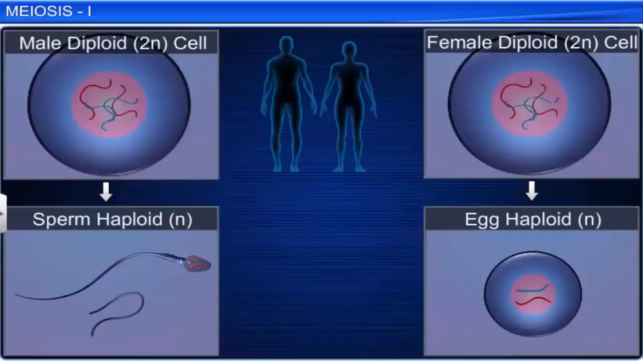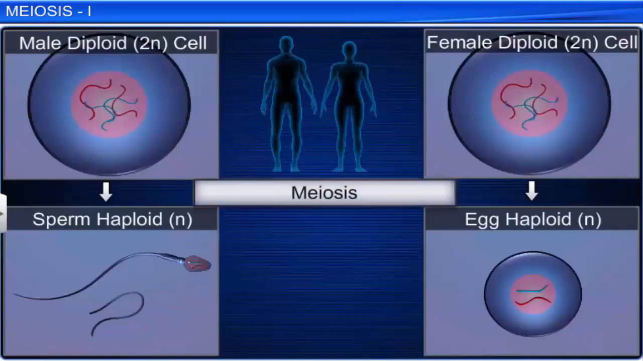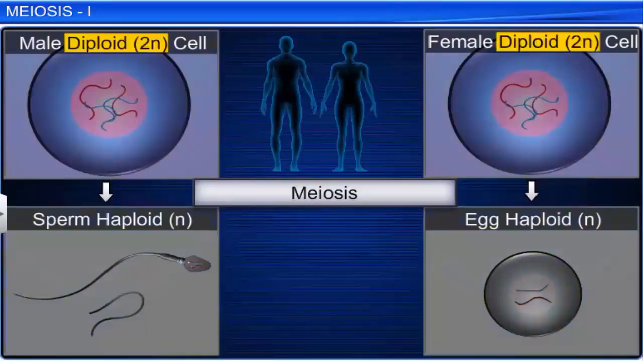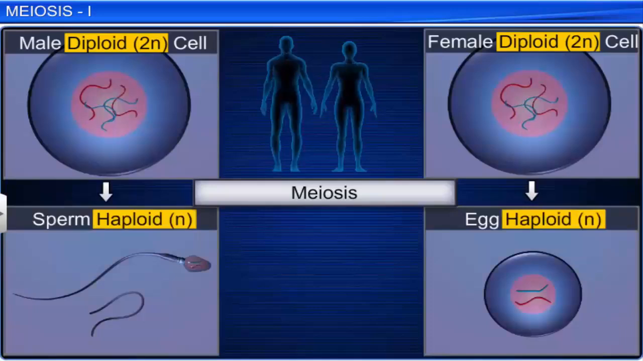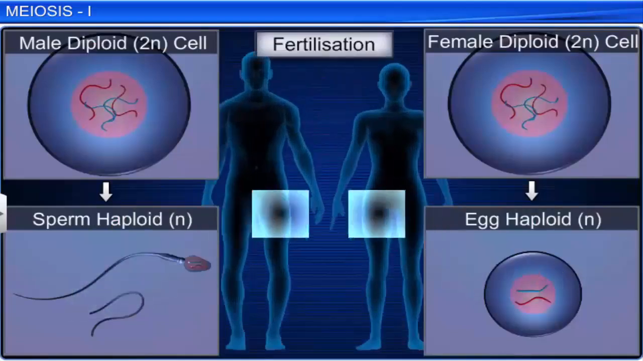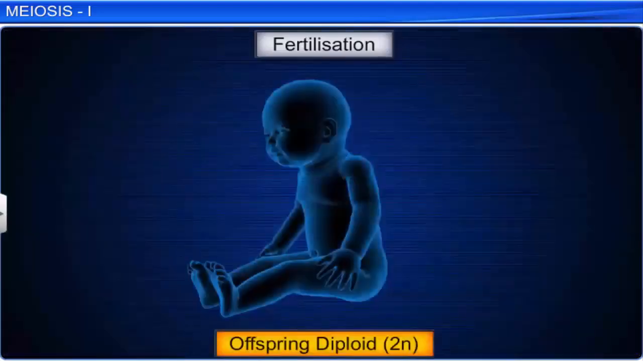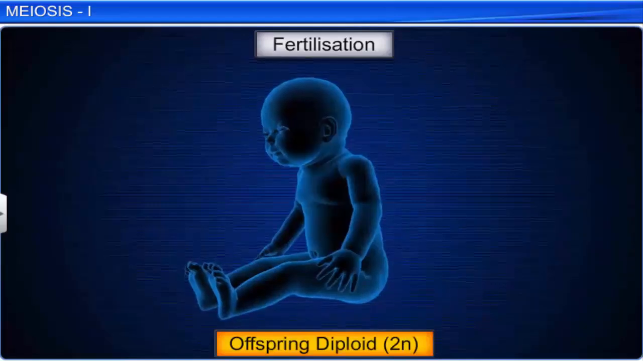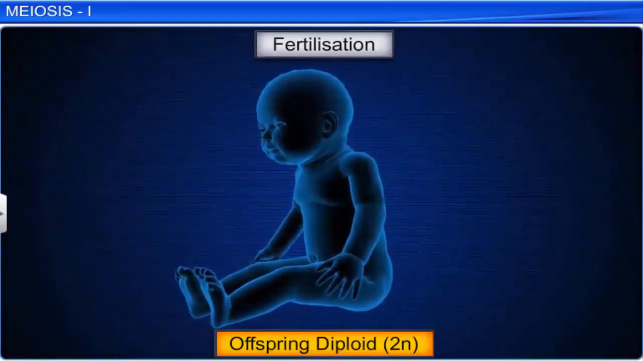In sexually reproducing organisms, meiosis results in the formation of sperm cells and egg cells. Cells that undergo meiosis are diploid with 2 sets of chromosomes. However, these diploid cells, after meiosis, produce haploid cells, with one set of chromosomes. Later, during the process of fertilization, these haploid cells fuse to form a diploid offspring. Thus, meiosis helps maintain the chromosome number in a species.